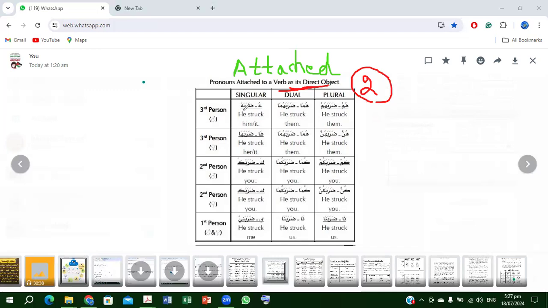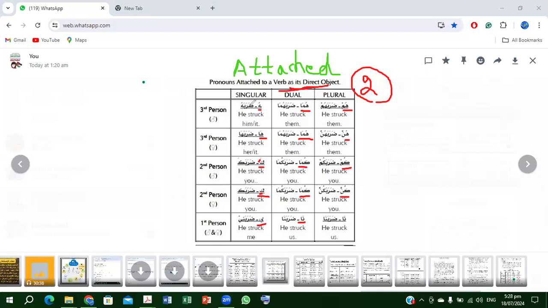So the example is daraba. Is the size fine? Can you people see? Yes, ma'am, it's clear. Okay, so it is the same. Who, huma, hum, ha, huma, hunna are the same. Ka, kuma, kum, ki. This is with kasra, okay? Kasra is not visible, but this one is with fatha and this is with kasra. Ki, kuma, kunna. E, na. Exactly the same pronouns, but now they are attached to a verb.